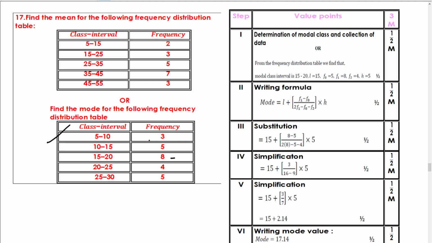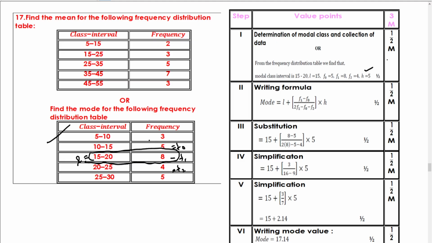The highest frequency is 8. Let me mark this modal class. Right? Can you tell me what L is here? L is 15. What is F0? F0 is 5. What is F1? F1 is 8. What is F2? F2 is 4. Check whether you have written it correctly. L is 15, correct. F0 is 5, correct. F1 is 8. F2 is 4. The class height, 5 to 10, 10 to 15, is 5.